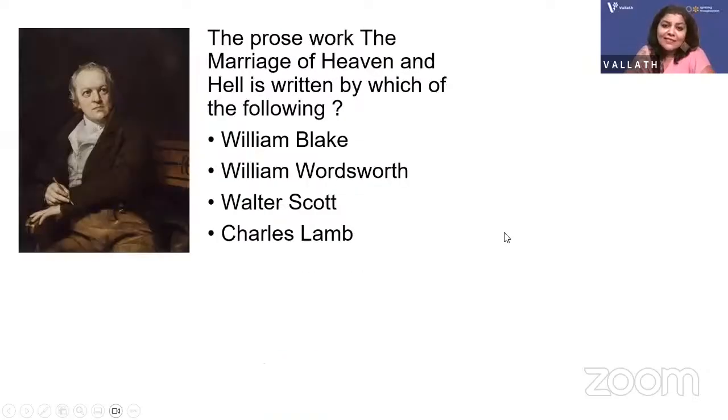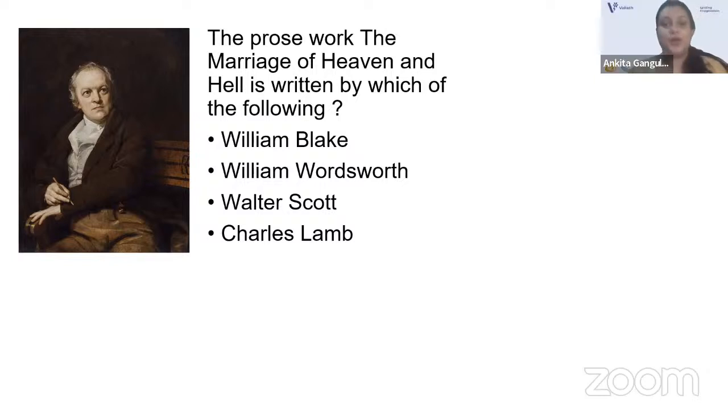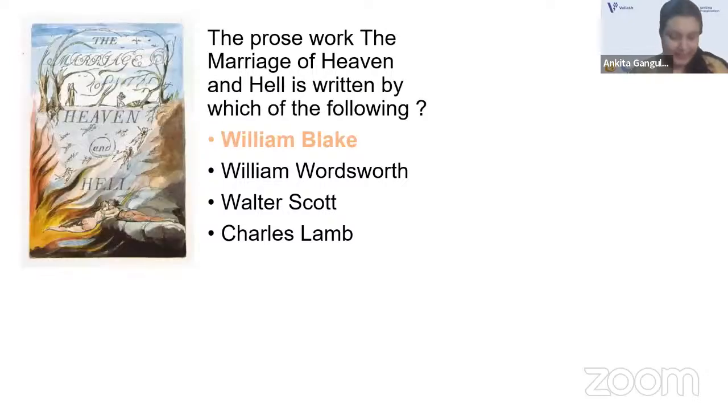Okay, good. Next one. The prose work, The Marriage of Heaven and Hell, is written by which of the following poets? William Blake, William Wordsworth, Walter Scott, and Charles Lamb. The Marriage of Heaven and Hell. That is where you have the phrase, Milton is of the devil's party without knowing it. Ankita, who is that? Yes. So this work was written by William Blake.